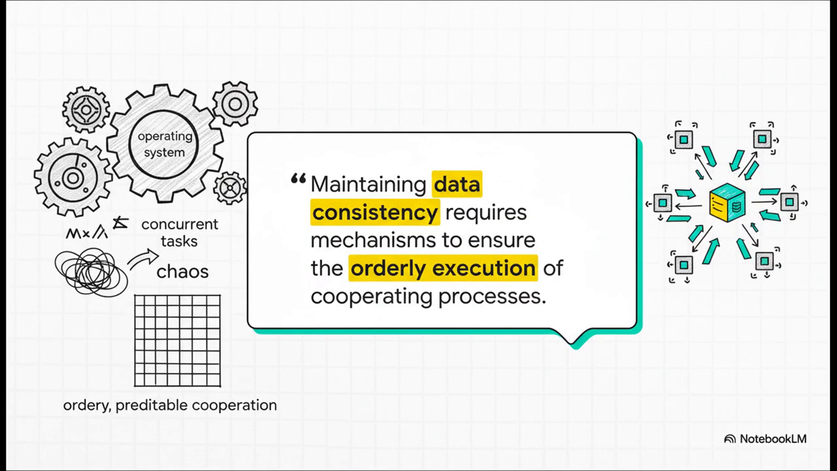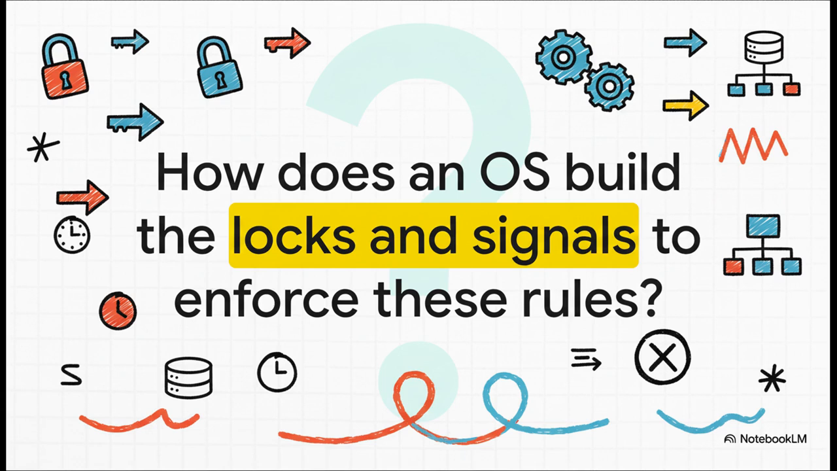And this quote from our source material really just nails it. The entire goal is to maintain that data consistency. And to do that, the operating system absolutely has to provide the tools to turn all that potential chaos into orderly, predictable, and safe cooperation. So, okay, we get it. We understand the rules for safe sharing, and we know what a good solution needs to guarantee. But that leaves us with the next big question. How does an operating system actually build the digital locks and the signals to enforce all these rules? Well, that's where the real engineering magic begins.